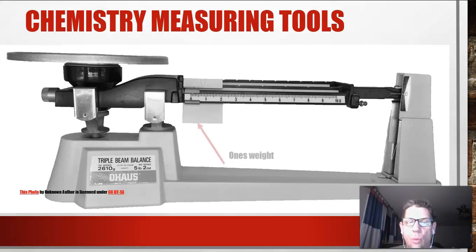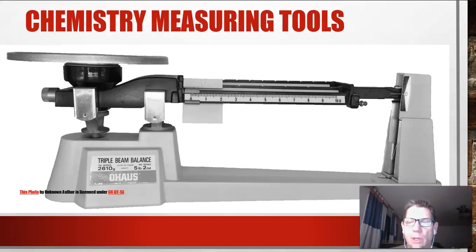And then finally, we use the ones weight. The ones weight is the one that contains all of the precision. We would slowly slide this one over until it gets to the weight that we want, where it becomes balanced. And then we would read our overall weight. For this specific balance, the markings are to the nearest 10th of a gram. I don't know if you can see that. The big numbers are the ones, and there are little 10th marks as well. So we should be able to read this to the nearest 100th place, one estimated decimal further.